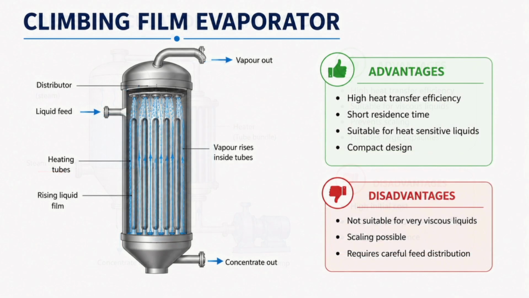And next one is the climbing film evaporator. So now students, let us understand the climbing film evaporator. In this evaporator, the liquid forms a thin film inside long vertical tubes here. As the heating occurs, the vapor bubbles push the liquid upwards, creating a climbing film. So this film provides excellent heat transfer and rapid evaporation here.